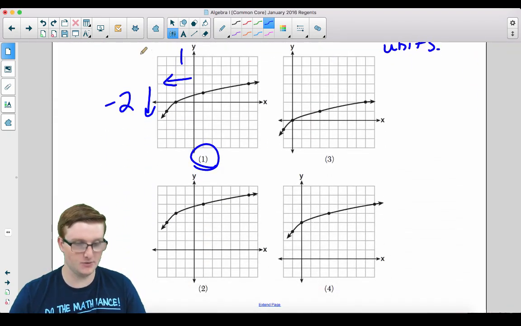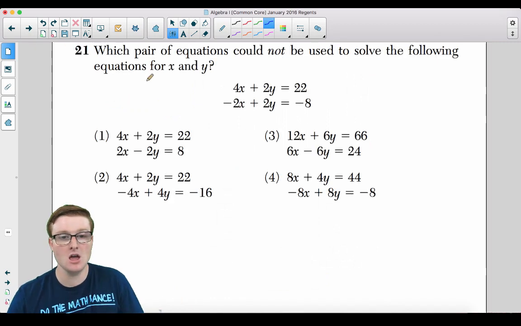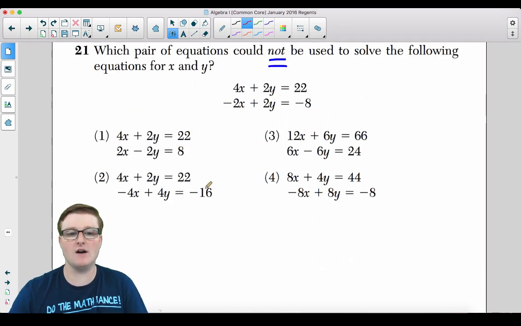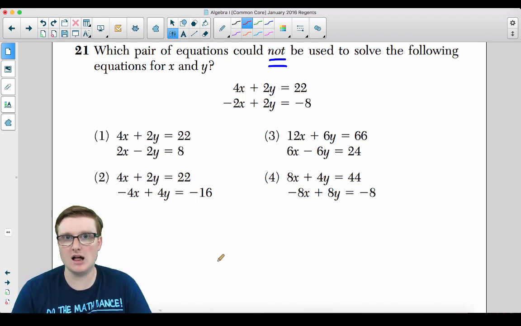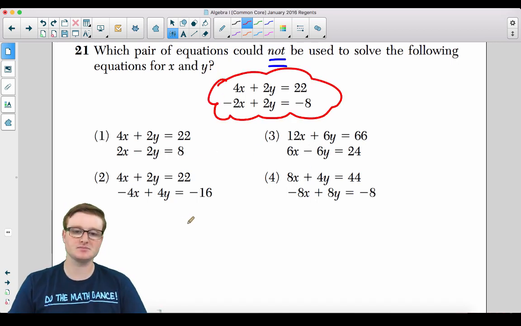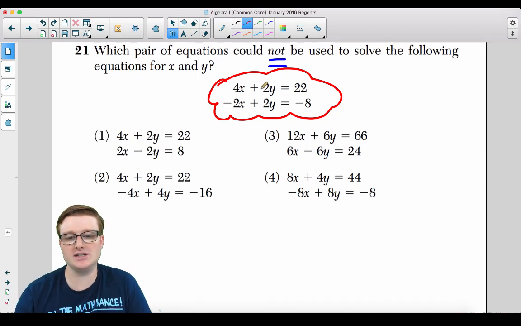All right, moving on to 21. Which pair of equations could not be used to solve for the following equations for x plus y? They're testing your knowledge on whether or not you could determine if you multiply by a scale factor, would it create the same solution? So we're looking here, and then we're looking at all of our answer choices. So the top equation is the same.